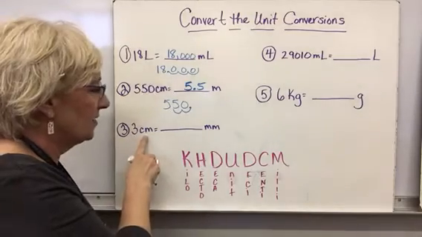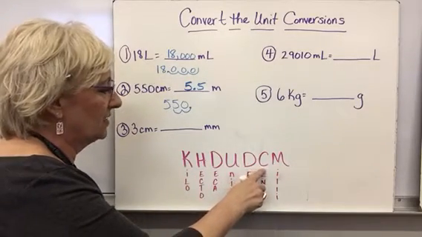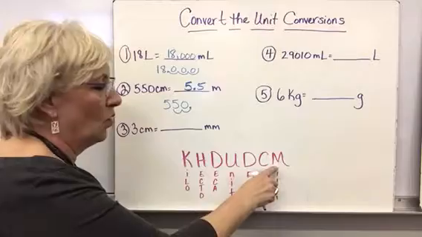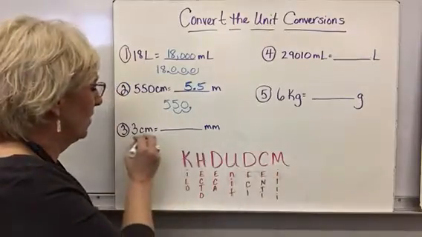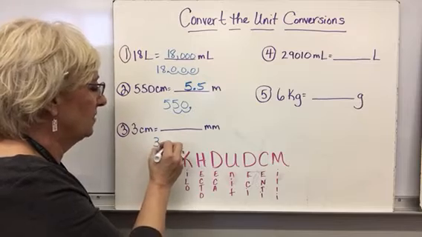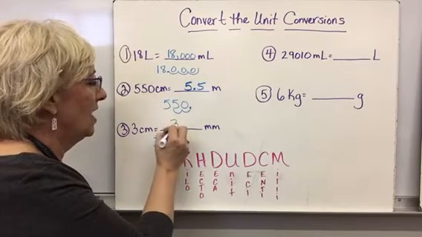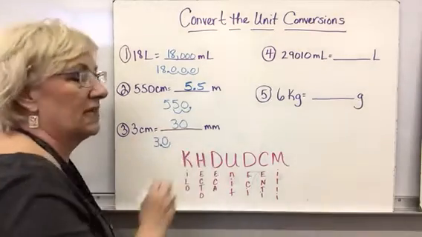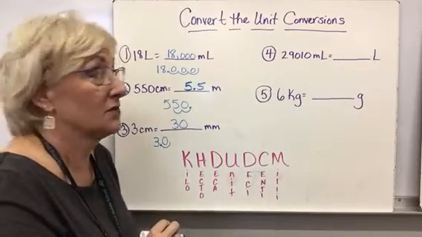I know that 3 centimeters is equal to millimeters, and I've got centimeters, and I'm just moving 1 time to the right. So I know that 3 is going to have my decimal behind it. I've got to move 1 time to the right, fill it in with 0, and I know that 3 centimeters will equal 30 millimeters.